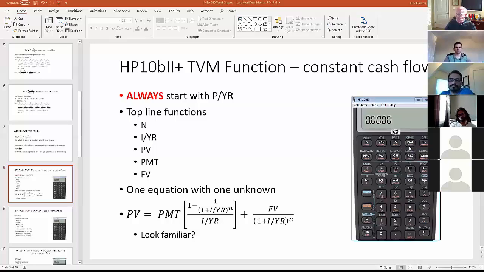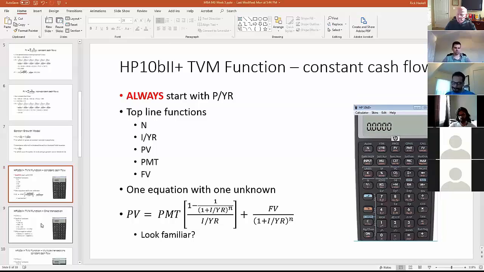Well, payment is a payment. It's the interest payment, received or spent. Future value is a future value in dollar terms, and present value is a present value. We can solve for any one of these five if we have told it the other four. Okay? And again, here's the equation that it's working with. Any question about that?